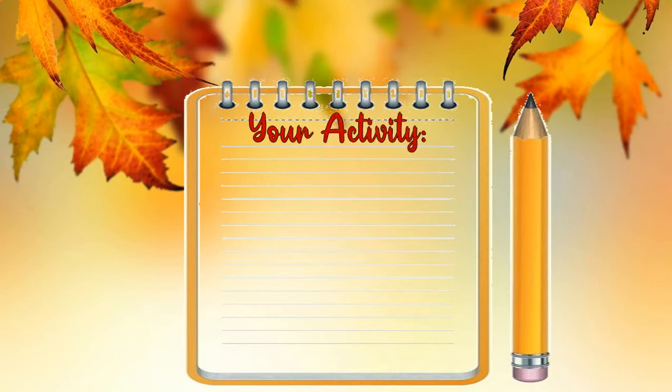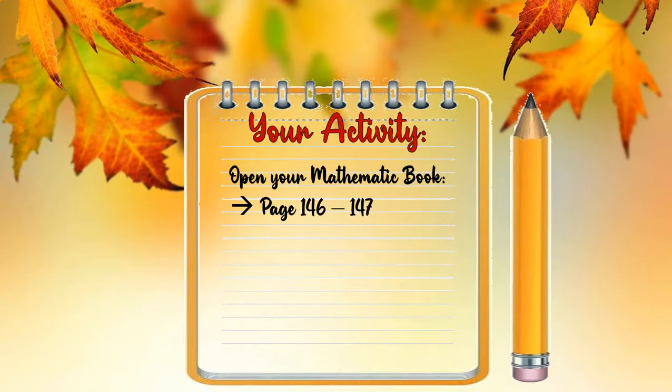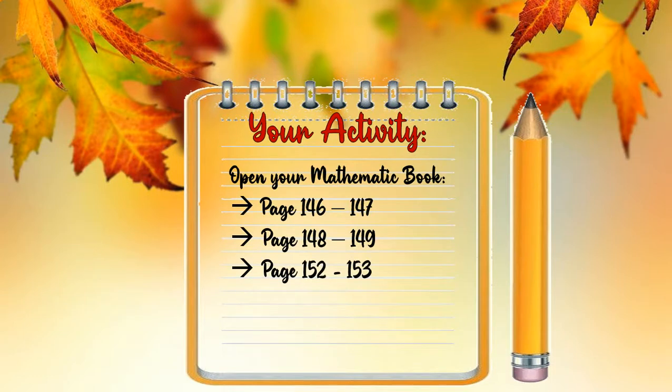Okay, that's all, boys. You have studied about Carroll and also Venn diagram to sort the object. And in the second point, you have studied about making and understanding graphs. Now the time for you to do the activity. Please open your Mathematic book, page 146 up to 147. And then page 148 and 149. The last, page 152 up to 153.